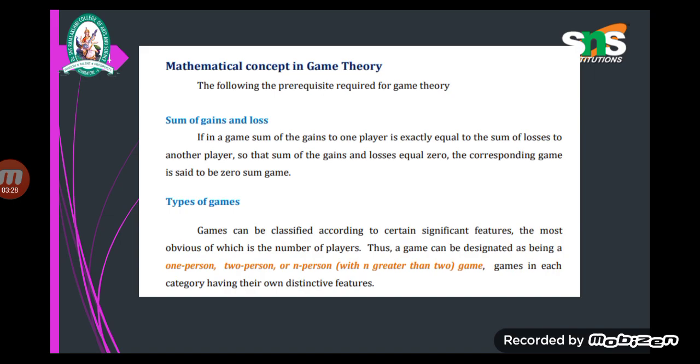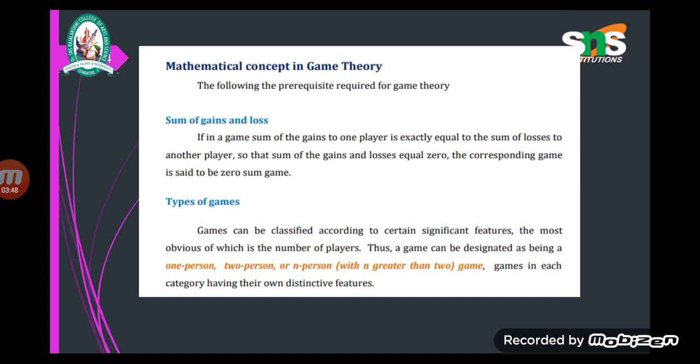A mathematical concept in game theory is the sum of gains and losses. In a game, the sum of the gains to one player is exactly equal to the sum of the losses to the other player, so that the sum of gain and loss is equal in a game. This is said to be a zero-sum game.